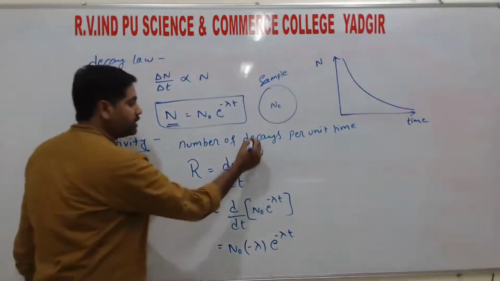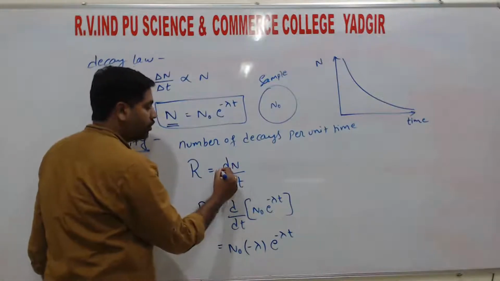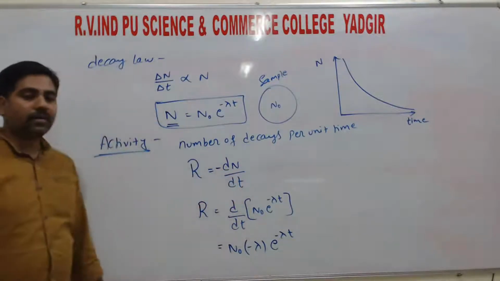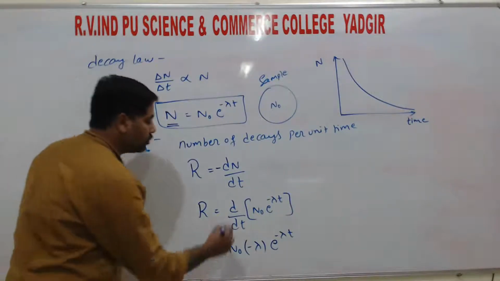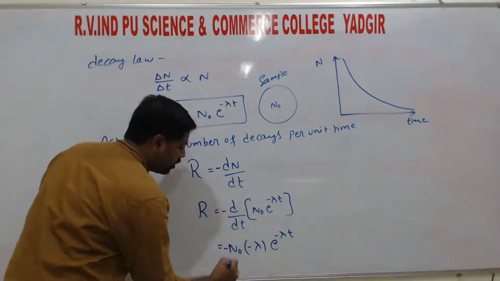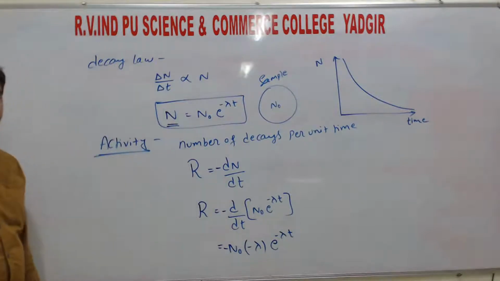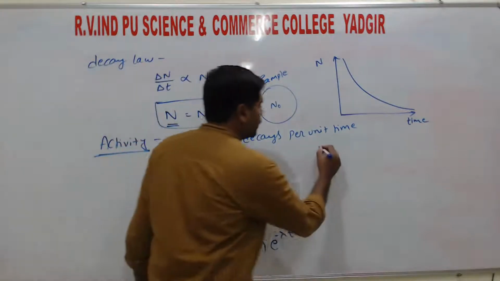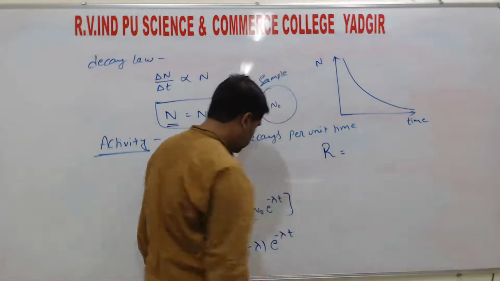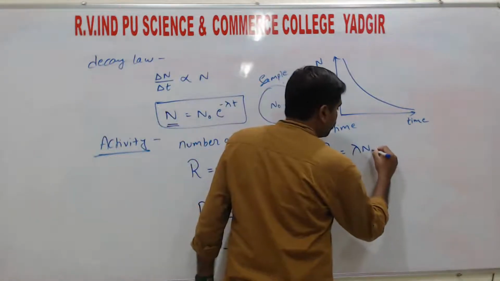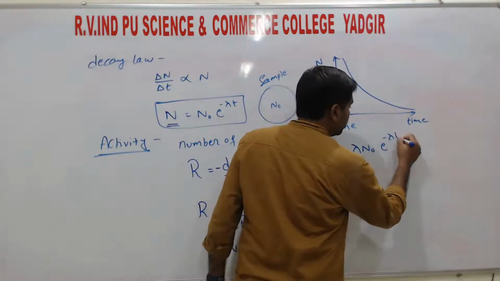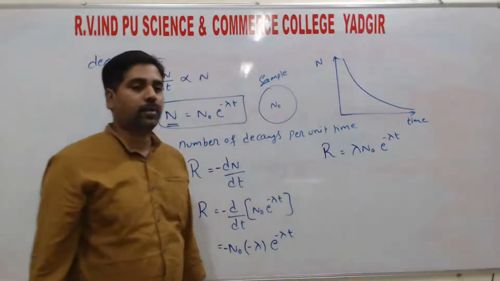As it is disintegrations per unit time, here we have R equals minus dN by dt, right? So here also minus and here also minus. So the activity R equals, minus into minus gives plus, lambda N naught e to the power of minus lambda t, right?